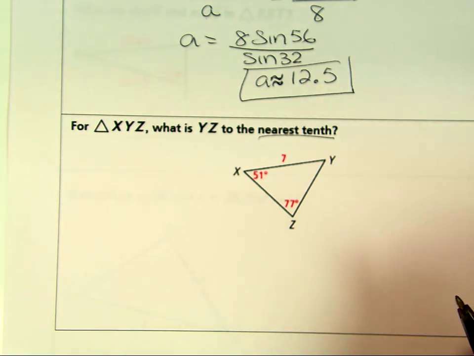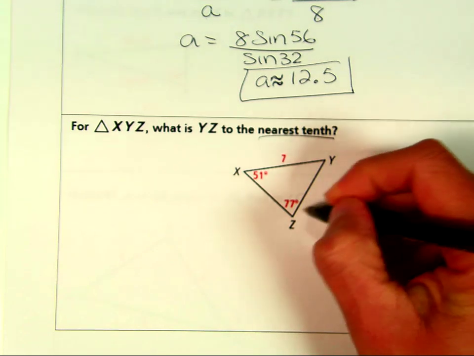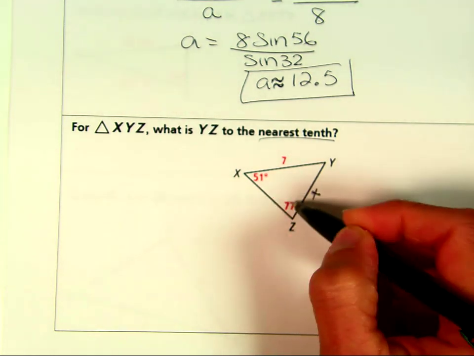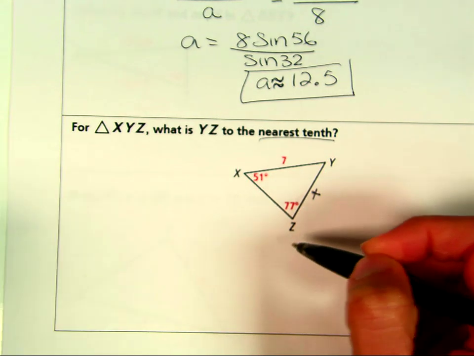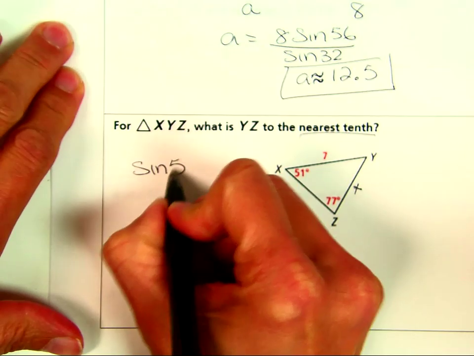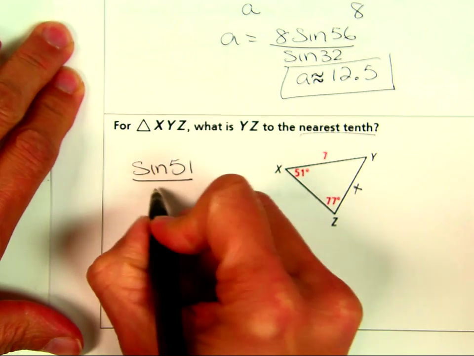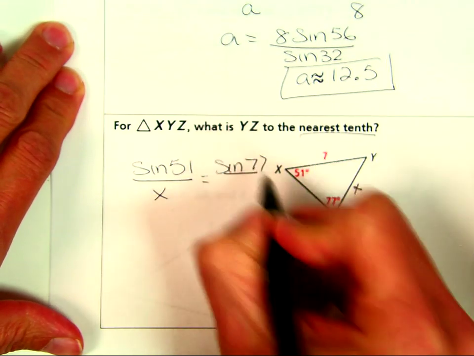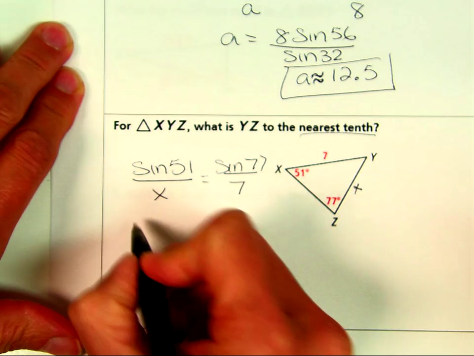So here we go. We need to find YZ. YZ is this one. So I'm going to call it little x. And I check, do I have the opposite? Yes. Do I have the opposite? If I have all those opposites, then I'm ready to go. So I'm going to say the sine of 51 over the side opposite it, which is x, is equal to the sine of 77 over 7.